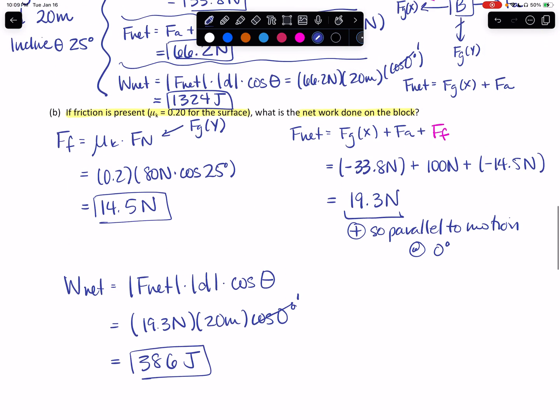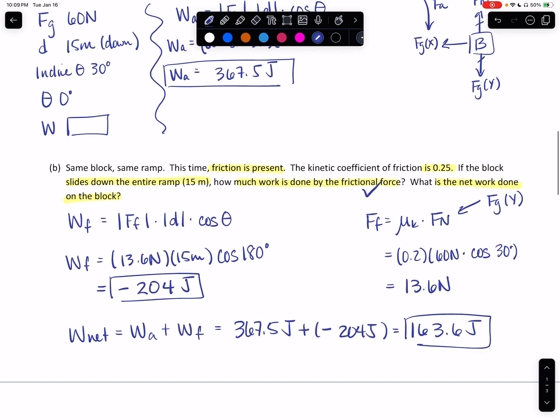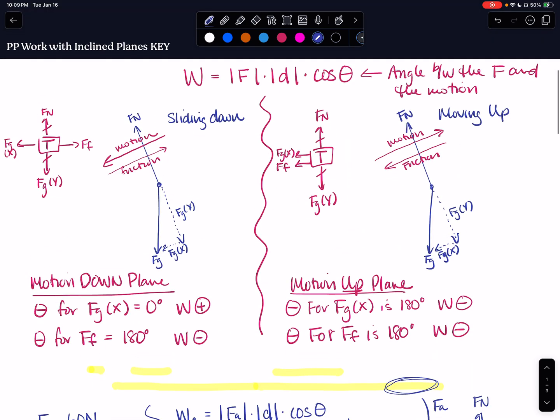If you compare that answer to A, you can see we've lost quite a bit of the energy that we did have before friction showed up. Once friction showed up, it chewed up, or at least removed, some of the energy we were applying. And this is where we end up. Okay? If you have any questions, please let me know. Remember, it's really important that you pay attention to what's going on in terms of up or down the ramp.